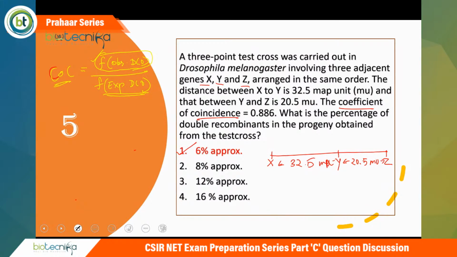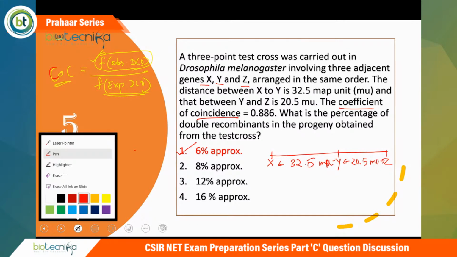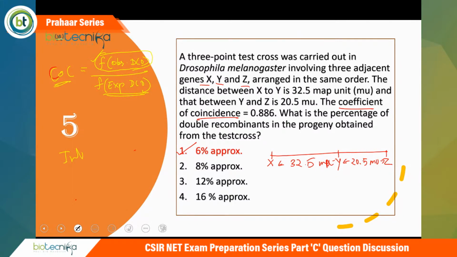Whenever we are doing these linkage maps, it's very important that we understand the concept here. How do we calculate the distance? How do we find out the coefficient of coincidence? How do we calculate interference? Interference is 1 minus coefficient of coincidence. So if a question asks you to calculate interference, it will be 1 minus coefficient of coincidence. Or if the interference value is given and you have to calculate coefficient of coincidence, it will be 1 minus interference. That's simple.